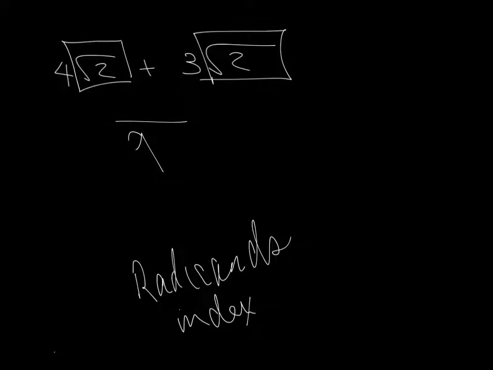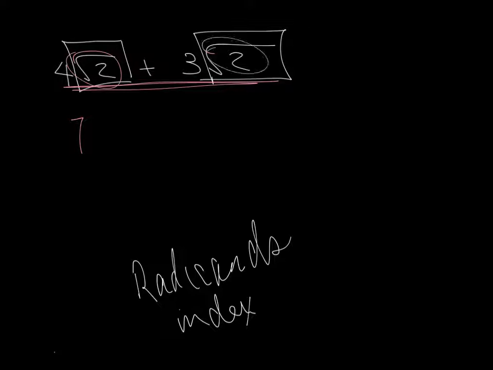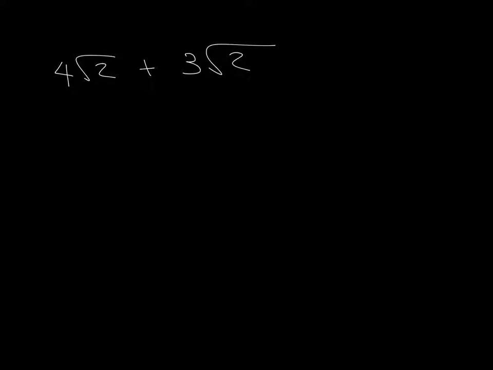So if the index and the radicand are the same, then these are considered like terms and we can add them. All we have to do is add the numbers in front of the radical sign. 4 plus 3 is 7. We don't do anything with the radical. We just leave it there. So we have 4 square roots of 2, and we have 3 square roots of 2. Now how many square roots of 2 do we have? 4 plus 3 is 7. And that's pretty much all there is to adding radicals.